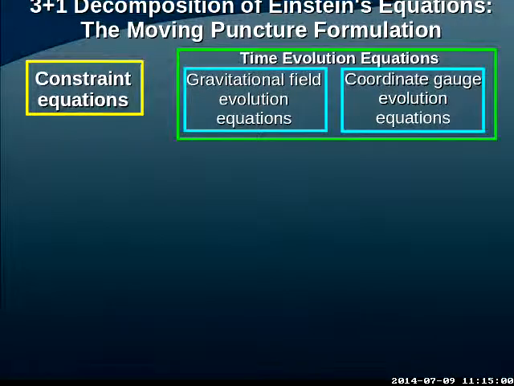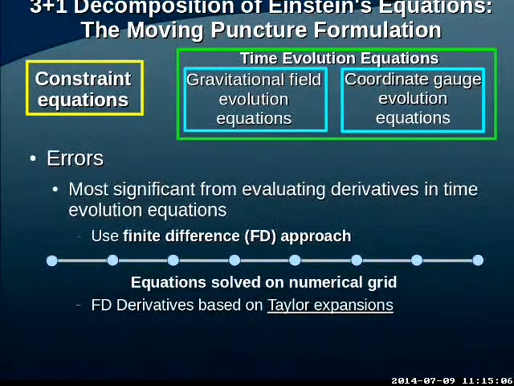So recall that our decomposition splits Einstein's equations into a set of constraint and time evolution equations. The main source of error in our simulations comes from evaluating the derivatives within the time evolution equations. And if our errors are 0 in these equations, then our constraint equations will remain satisfied to the level at which we started with our initial data. Now, although our errors are never 0, they are in principle well understood. We solve our equations on a numerical grid, represented by those blue dots, and we use a finite difference approach to evaluate derivatives on this grid.